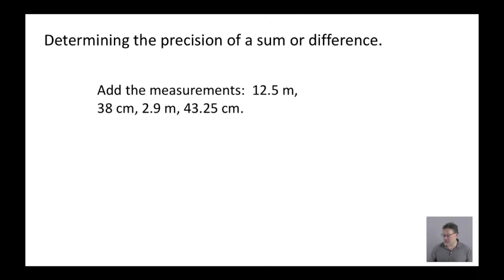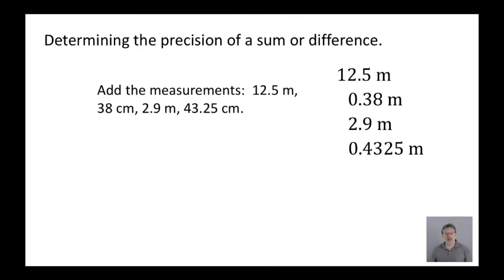Well, probably the first thing that I should do before adding all these up is to make it so that I'm dealing with apples and apples. In other words, make all the units the exact same unit. We don't need to do anything to the 12.5 meters, but let's convert the centimeter values into meters. 38 centimeters is the same thing as 0.38 meters. 2.9 meters is as was given there. And lastly, 43.25 centimeters, that is a very precise 0.4325 meters.